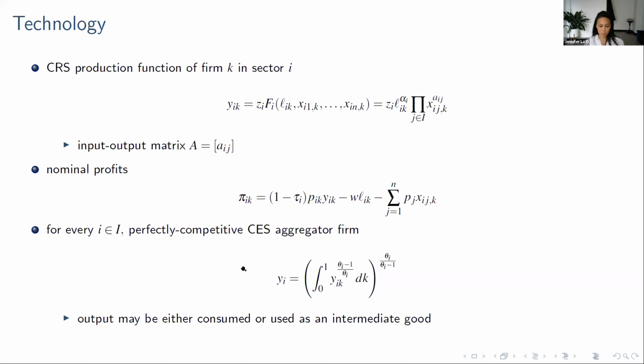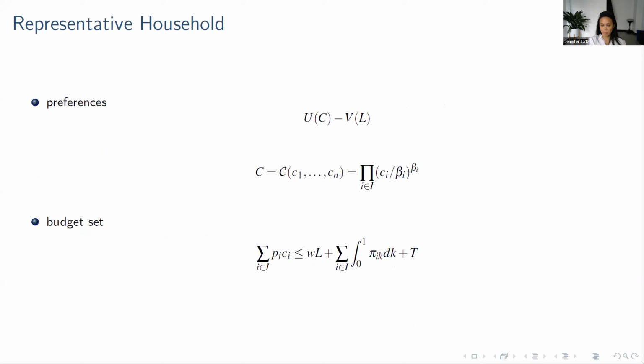And then finally, as I said before, we want these to be price setters. For that, we need some monopolistic competition. So for each sector, at the sector level, there's going to be a perfectly competitive aggregator firm, which aggregates the goods of each of these firms within sector i with this elasticity of substitution theta_i. This output from this firm may either be used as consumption or as an intermediate good for other sectors in the economy.